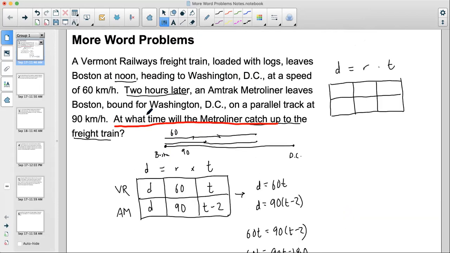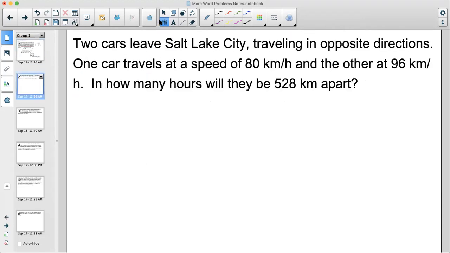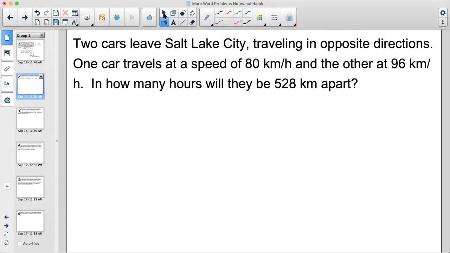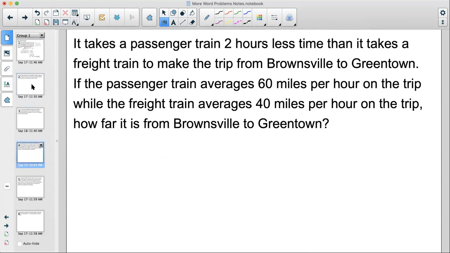So that's one problem. Like I said, it's a pretty typical algebra question about two trains. I put this one in here because it's a little bit different. These ones are a little bit different.